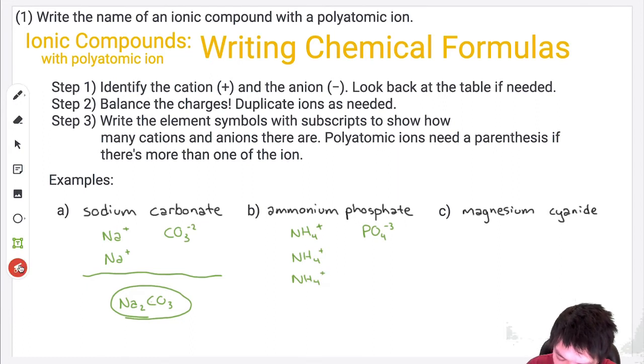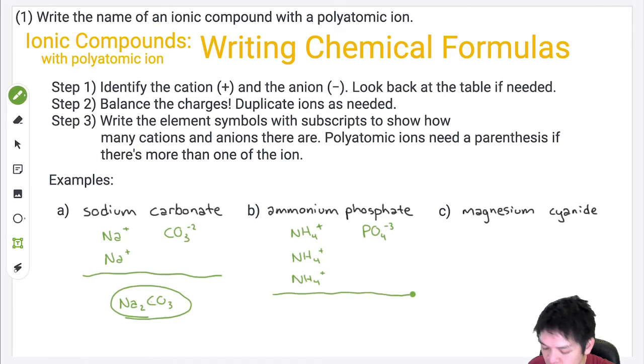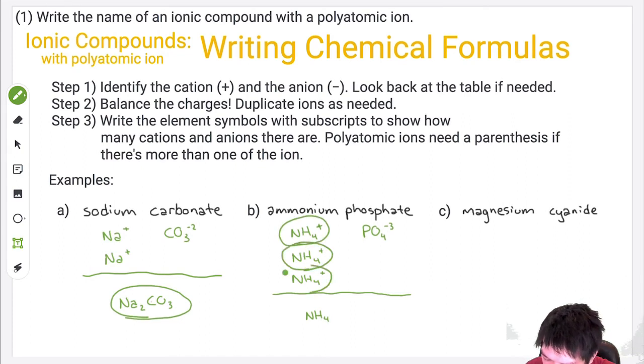Right? Each ammonium ion is positive 1. So if I have 3 of them, a total of positive 3. That cancels out with the negative 3 from the phosphates. So I'm going to go ahead, draw this line right here. It's balanced. I just need to know how many ammonium ions there are. So I'm going to write NH4. Now how many ammonium ions are there? Now this is 1, this is 2, and this is 3.